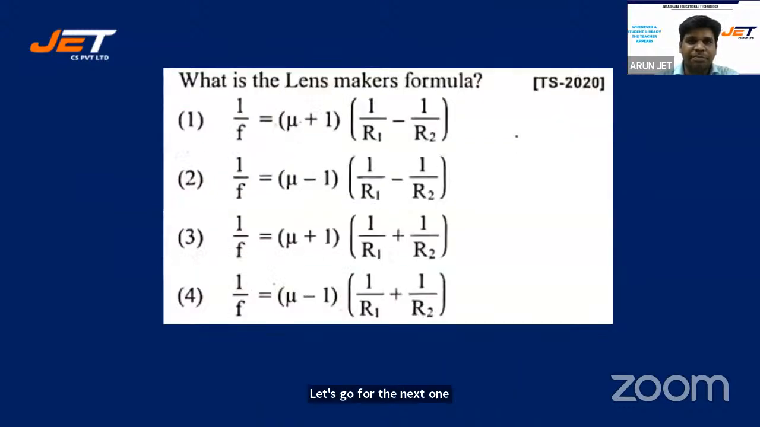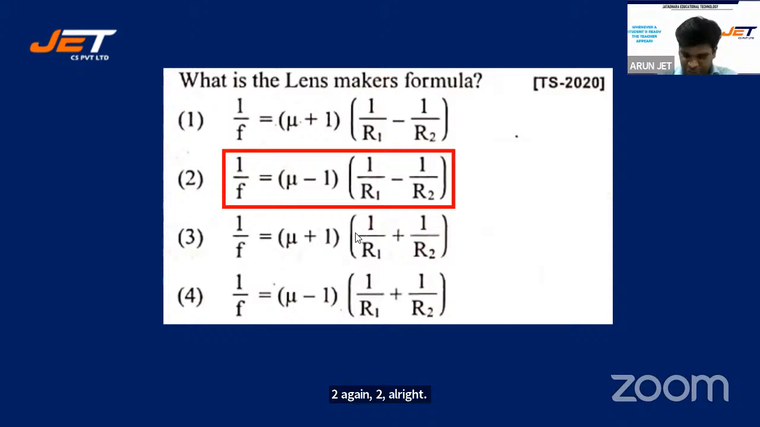What is lens maker's formula? Okay, again option 2. All right. Yes, option 2 is absolutely right again. It's 2. Let's go for the next one.